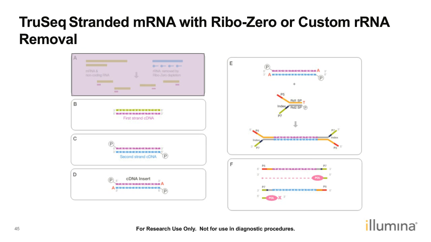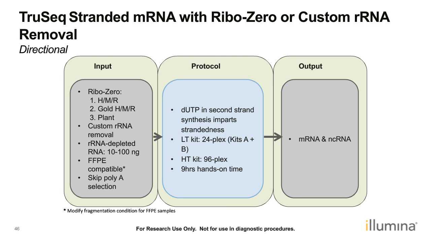You can use a third-party or custom rRNA removal of your choice to deplete the rRNA up front. And once the rRNA is depleted, you can go into the TruSeq Stranded mRNA workflow, skipping the poly-A step. And yes, that is mRNA. This is not a typo. This workflow is compatible with human, mouse, rat, Gold, Plant, or you can use your custom rRNA removal system. If using already rRNA-depleted RNA, you can use 10 to 100 nanograms. Again, this is FFPE compatible. And a quick note, depending on how degraded your sample is, you can modify the fragmentation time. Recommendations on how to modify the fragmentation time are given within the TruSeq Stranded Total RNA User Guide.